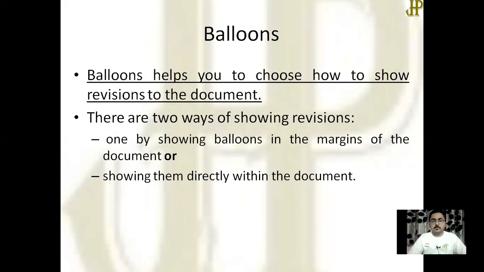Next one is Balloons. Balloons helps you choose how to show revisions to the document. If you want to revise your document, whether I have done correctly or not, then this option can be useful. There are two ways of showing revisions: one by showing balloons in the margins of the document, or showing them directly within the document. That's all.